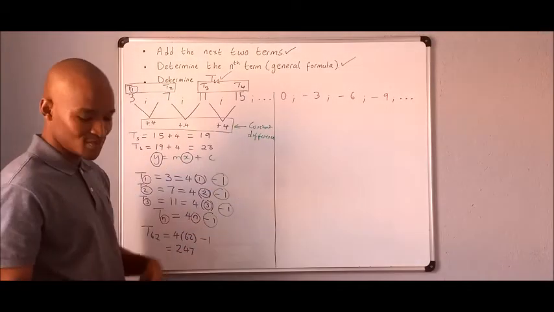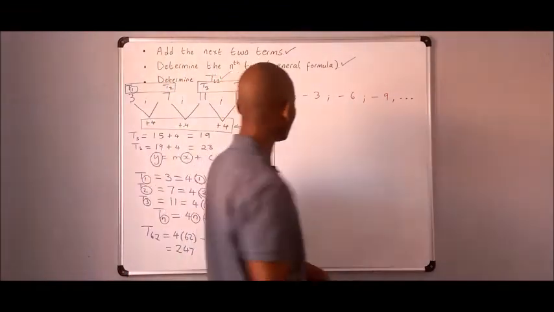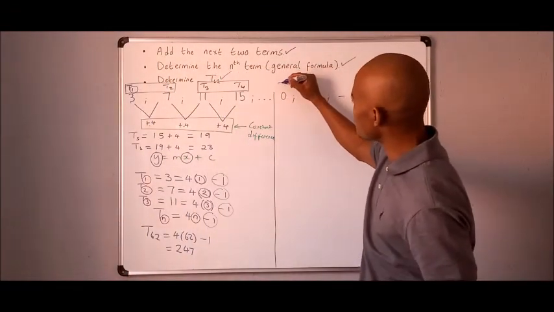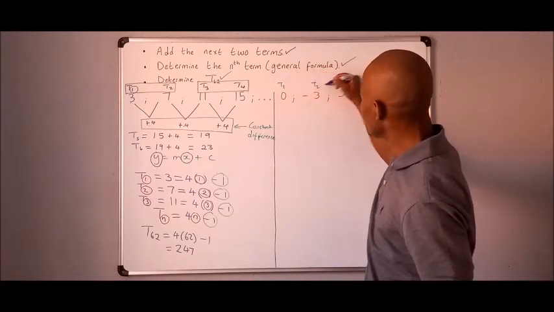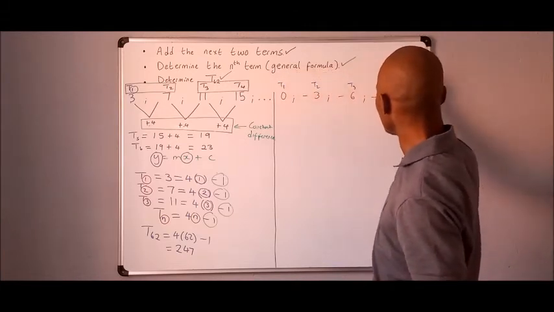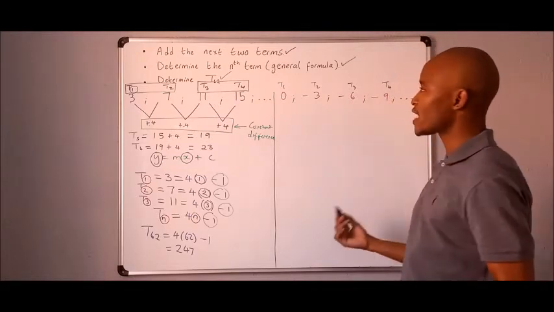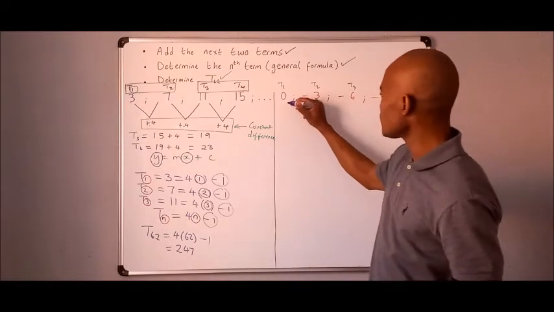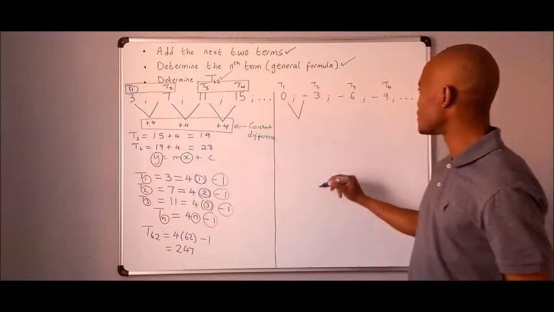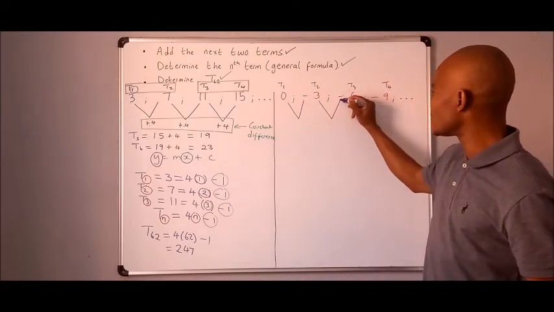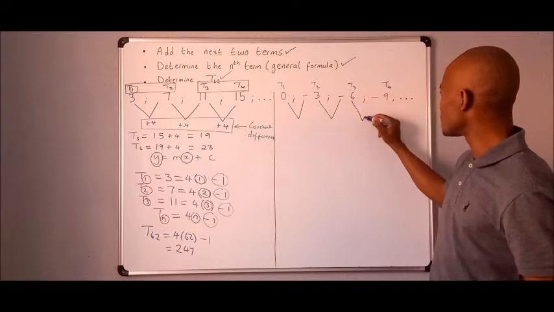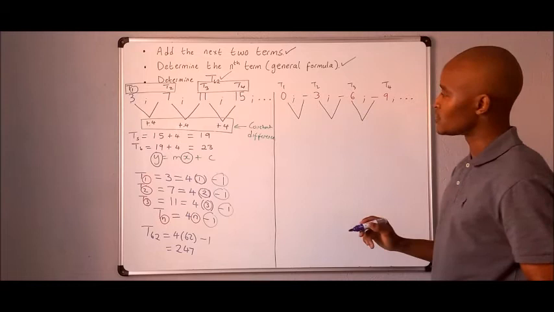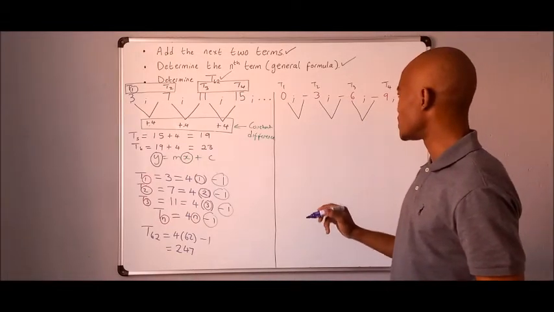Okay, so let's do this one. Okay, I have another pattern here. Let's label our terms: term 1, term 2, term 3, term 4. What type of pattern is given? Let us investigate. 0 to negative 3, negative 3 to negative 6, negative 6 to negative 9, and the pattern continues to infinity.